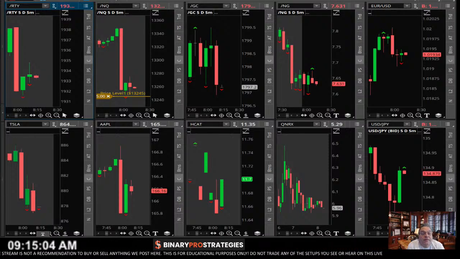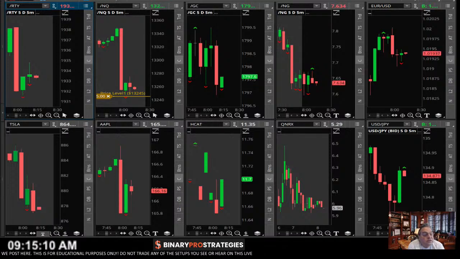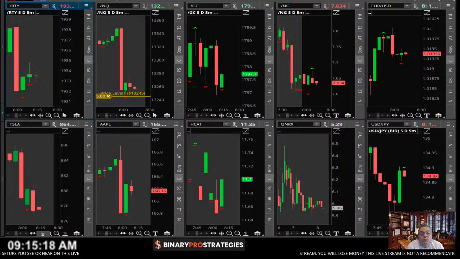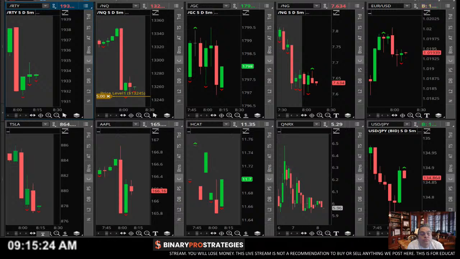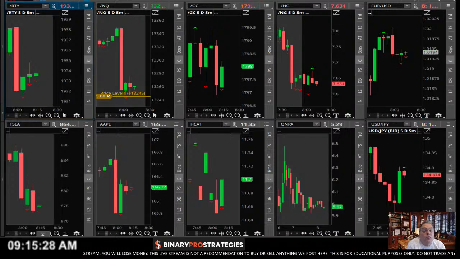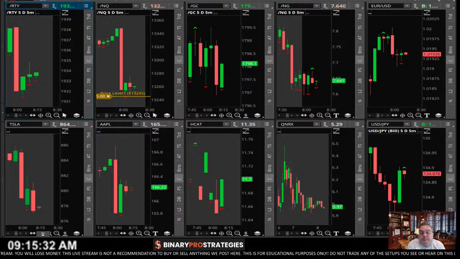Looking at 1.0195 short. Let's see. I've got a 1.0197. 1.0197, if we can pull back enough, 1.0197 is going to be the short.